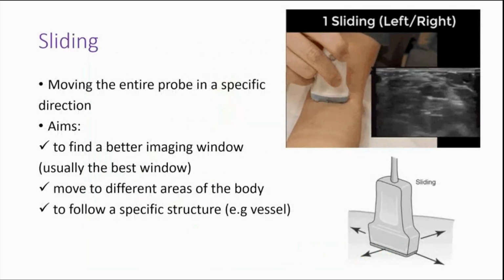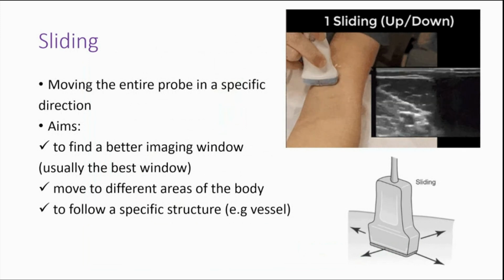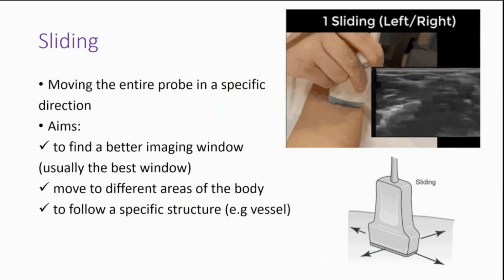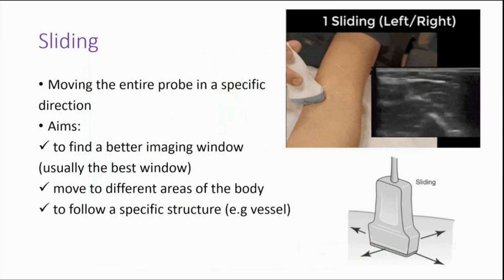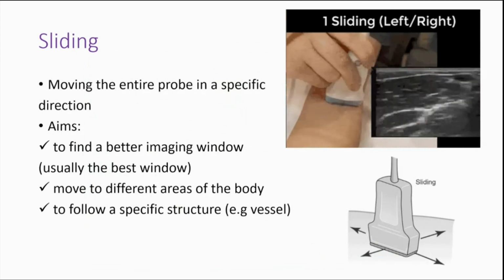So going into the detail, basically sliding will help us to find a better and usually the best imaging window, and it allows us to move to different areas of the body or to trace a specific structure like a blood vessel.